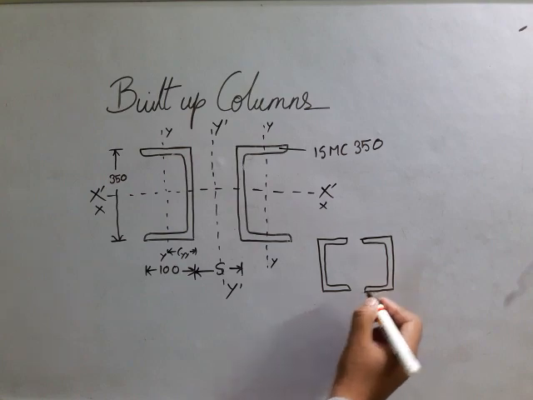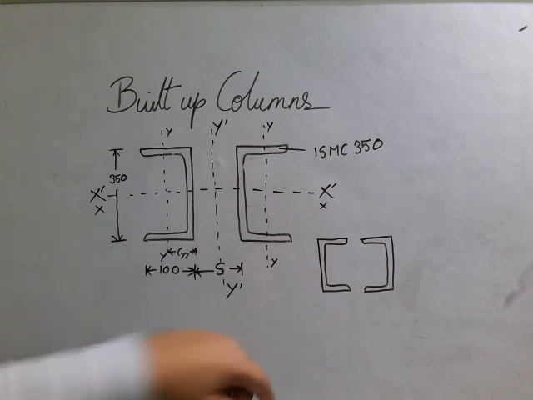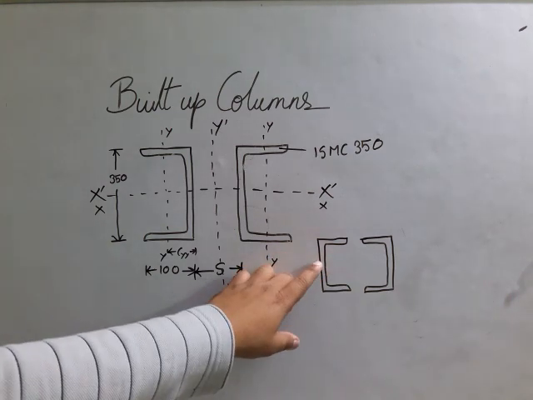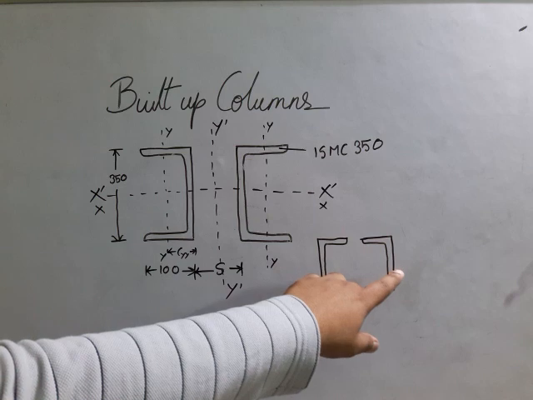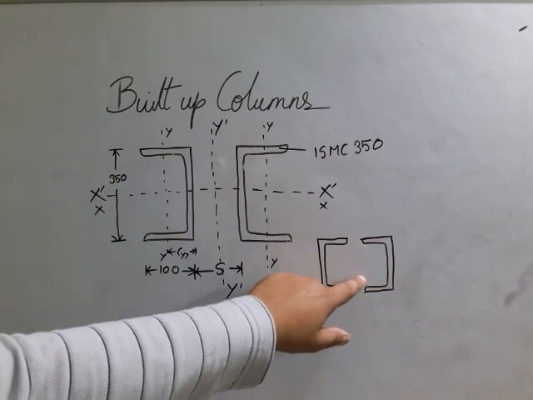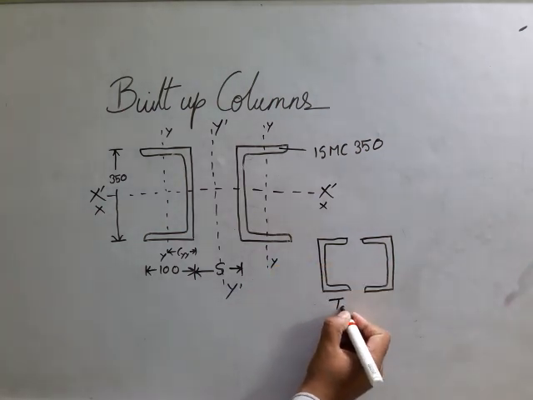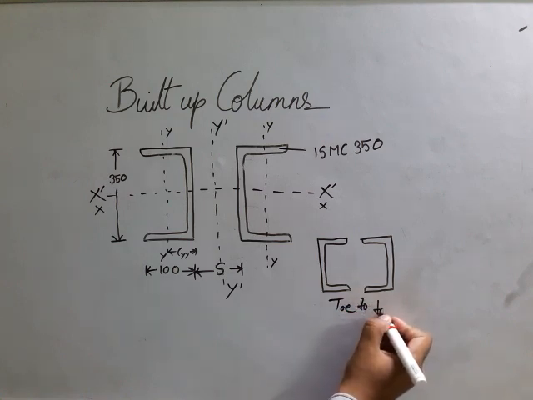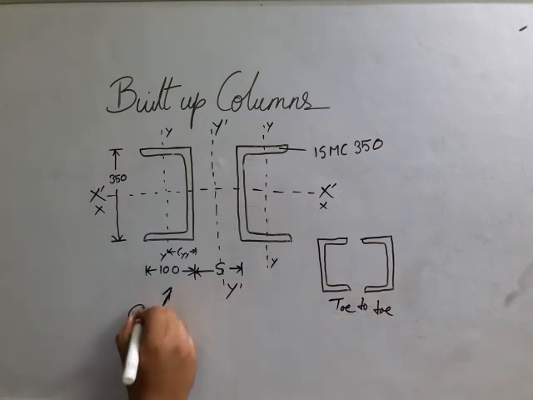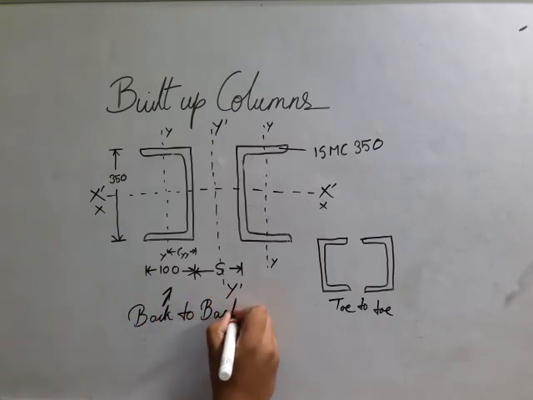So this is a situation of toe to toe. It means here you can say this is the back of this channel section and this one is the back of this channel section, and they are not facing each other. Instead, these toes are facing each other. So that is called toe to toe. And this one is called back to back.